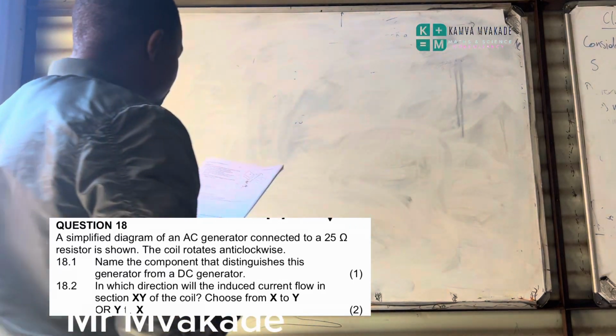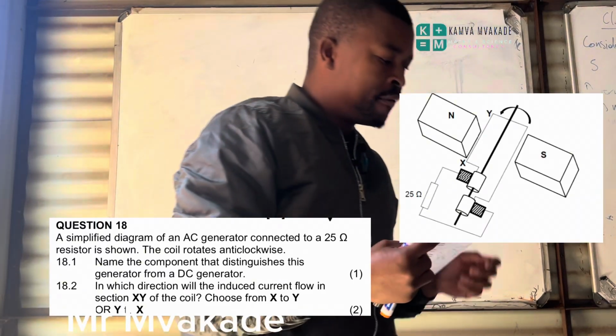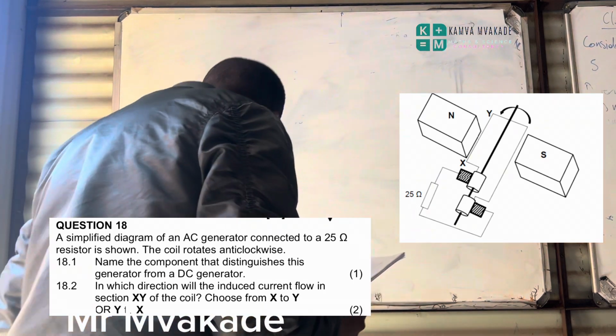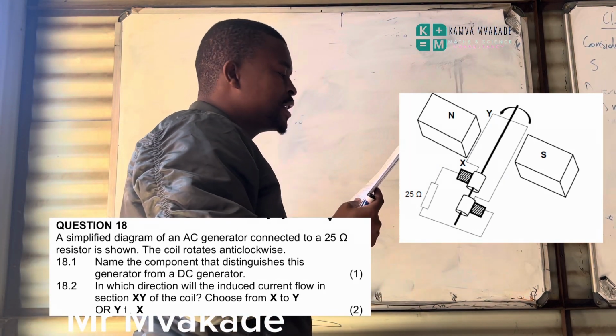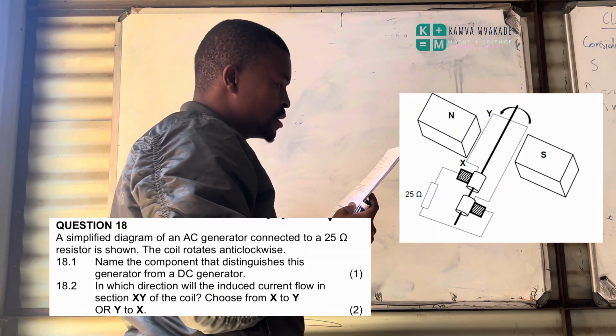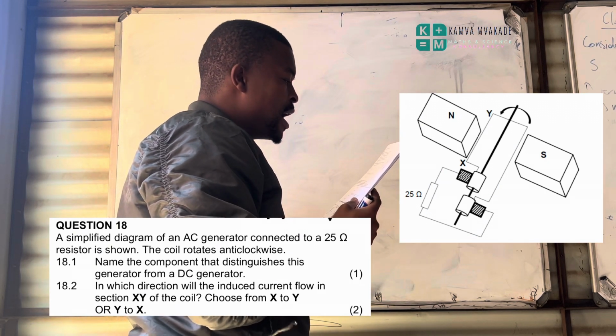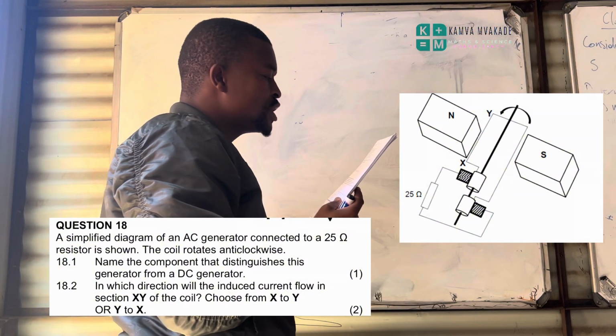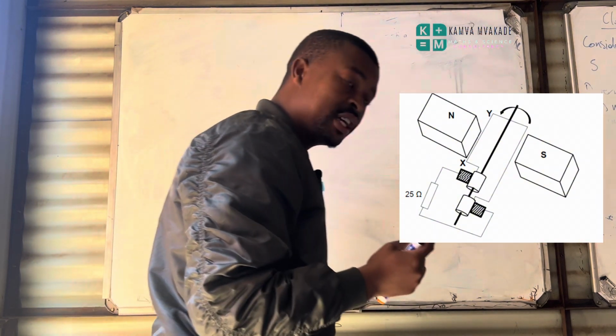It reads as follows: a simplified diagram of an AC generator connected to a 25 ohm resistor is shown. The coil rotates anti-clockwise. 18.1: Name the component that distinguishes this generator from a DC generator.